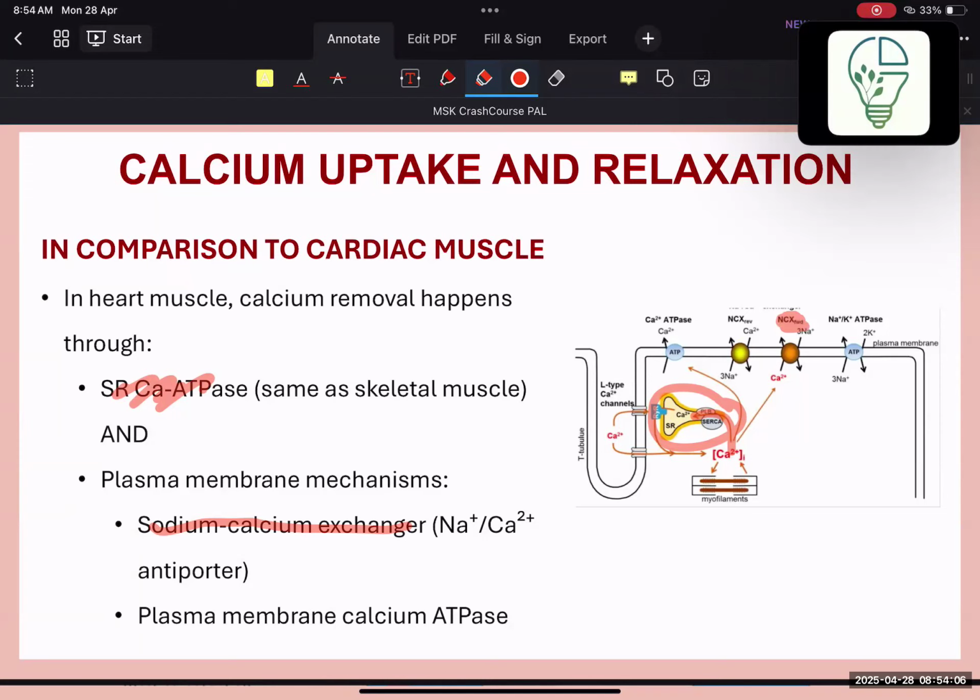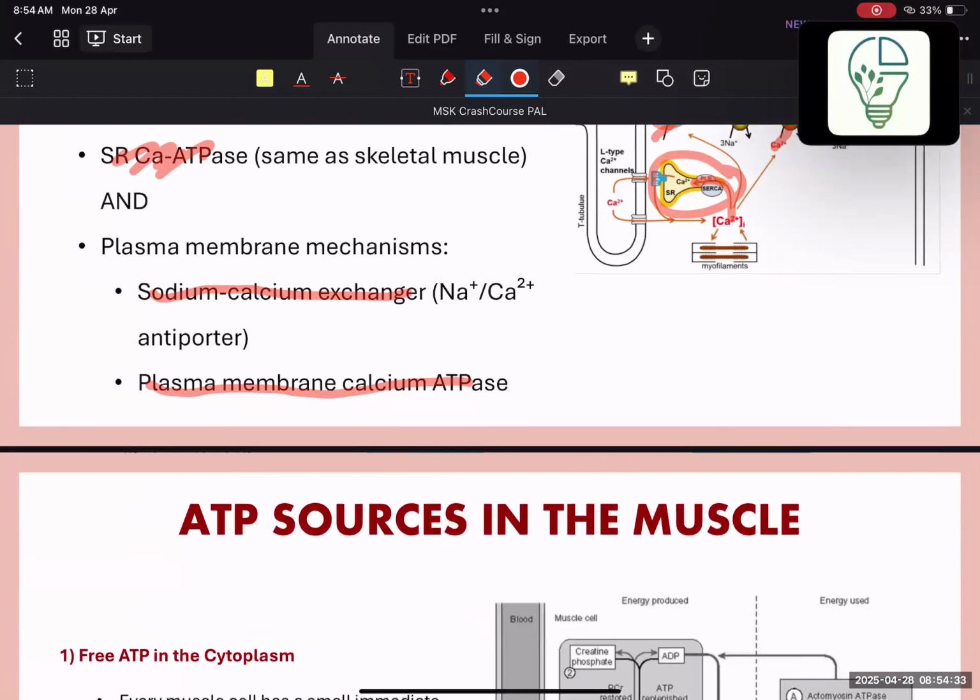I think it's 1 calcium out, 3 sodium in, you don't need to know that. You just need to know the sodium-calcium exchanger. And the other thing that you need to know is the calcium membrane ATPase. So it's over here. You kick calcium out, but you have to use ATP. So for cardiac muscles, you have SERCA, which is like the skeletal muscle, but unlike skeletal muscles, you also have something called the sodium-calcium exchanger, or the NCX, and you also have the plasma membrane calcium ATPase.